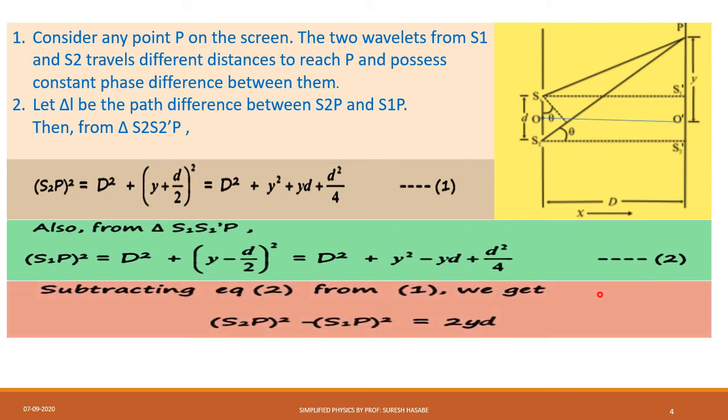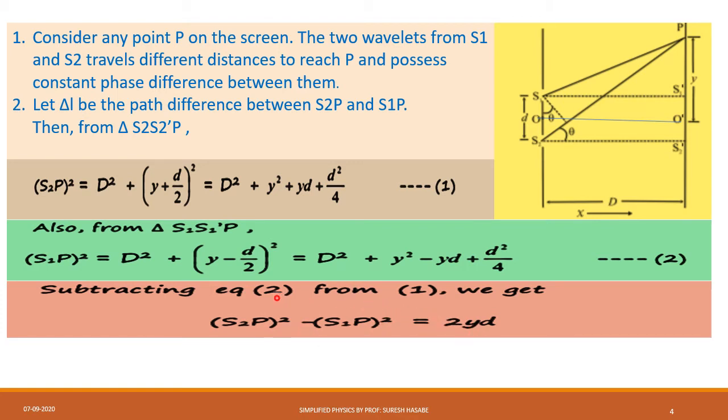Now, subtract equation 2 from equation 1. What we are getting? (S2P) square minus (S1P) square is equal to: this d square gets cancelled, y square gets cancelled, d square by 4 gets cancelled. That's why what we are getting? Yd minus this minus yd, that's why minus becomes plus, and we are getting 2yd. (S2P) square minus (S1P) square is equal to 2yd.